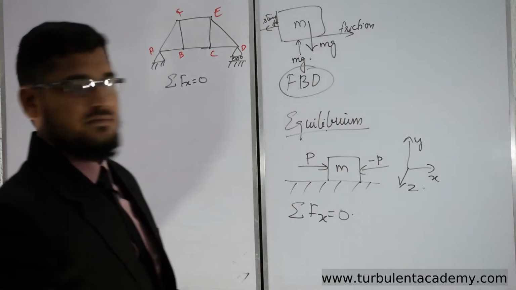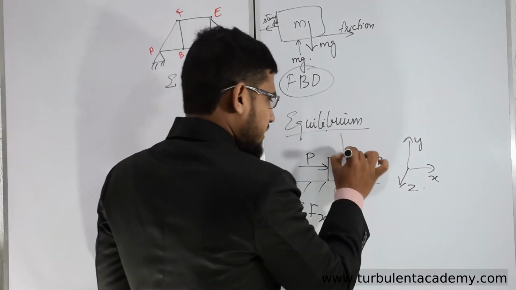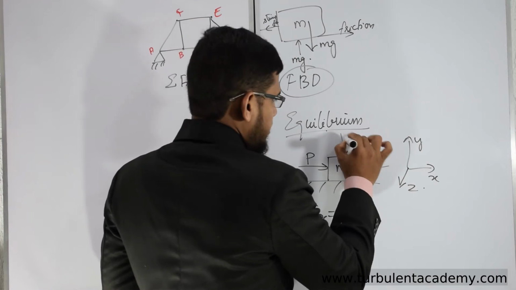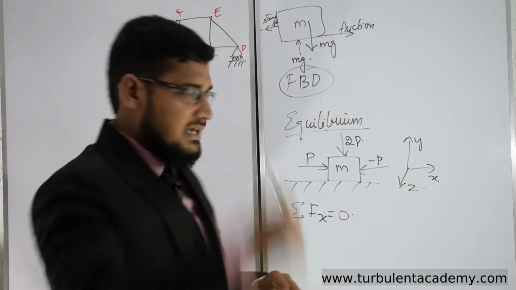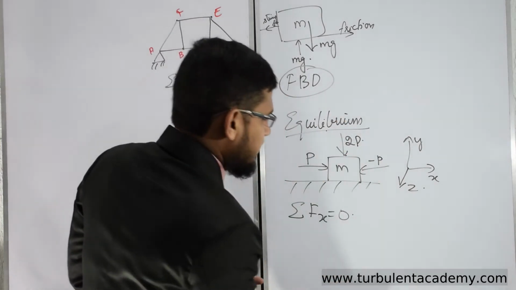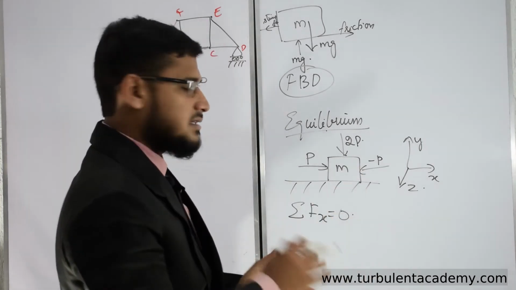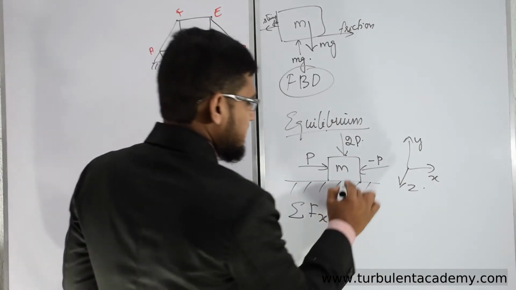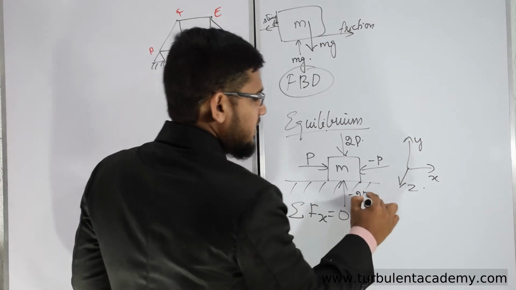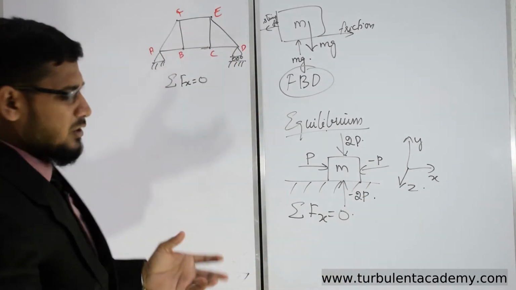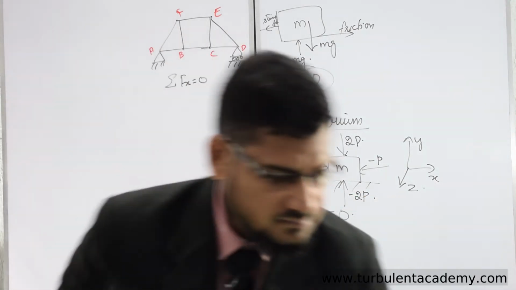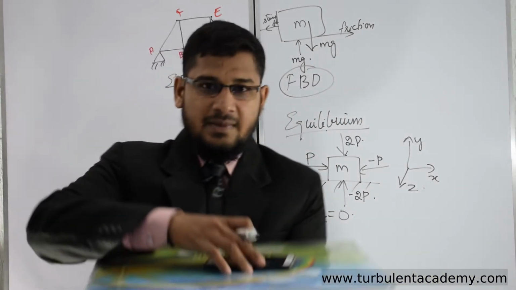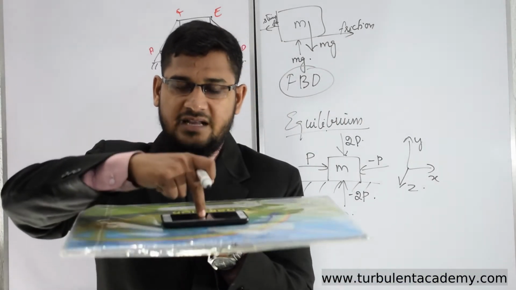Now what about vertical force? If I apply a force 2P in the vertical direction, obviously it's going to get resisted. The earth is going to resist the 2P force with minus 2P. So it's a very simple concept. Same thing, I'll take a mass M, and I'm going to apply a vertical force.